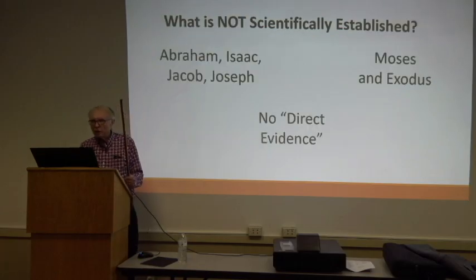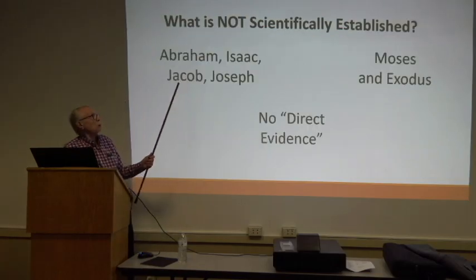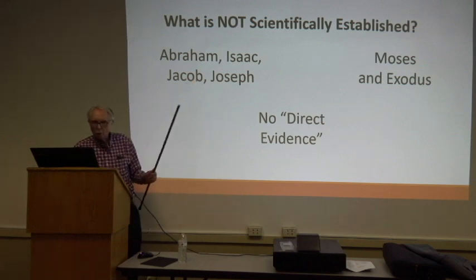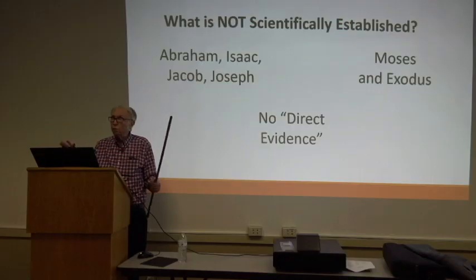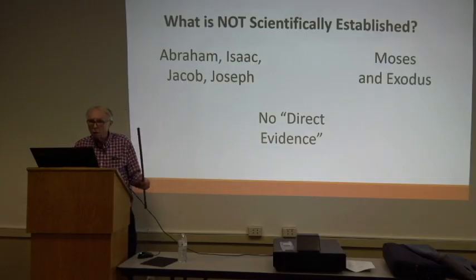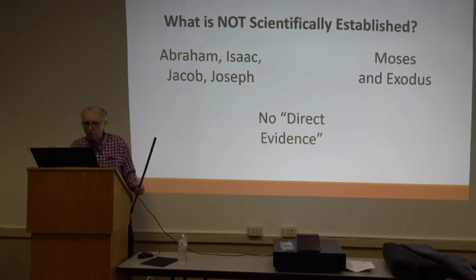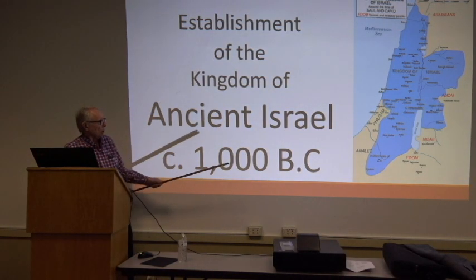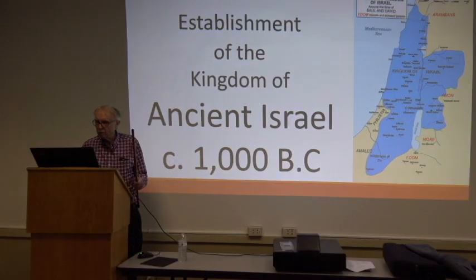What is not scientifically established? Well, Abraham, Isaac, Jacob, or Joseph, Moses, and the Exodus. We have no direct evidence. It doesn't mean they didn't happen, it just means we don't have any scientific evidence. Then we have the establishment of the kingdom of Israel, about 1000 BC.